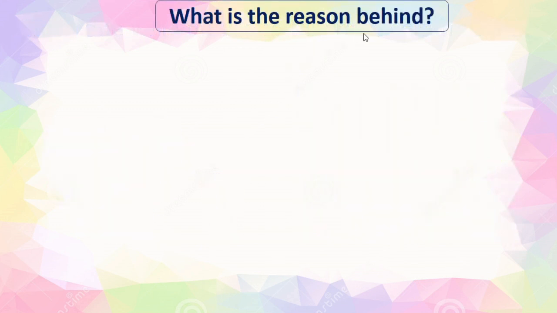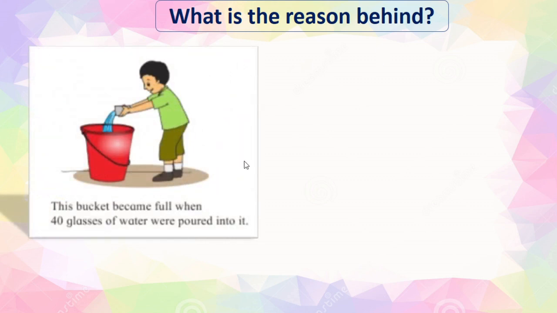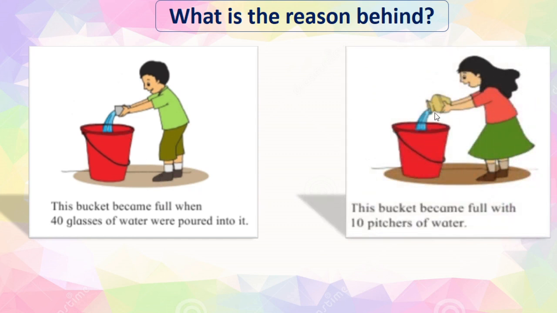Now tell me, what is the reason behind it? See here, a boy is filling the bucket with the help of the glass. This bucket became full when 40 glasses of water were poured into it. Means you have to pour 40 glasses of water in this bucket, then the bucket will become full. Now same bucket, but this girl is using the pitcher. See what she says. This big bucket became full with 10 pitchers of water.